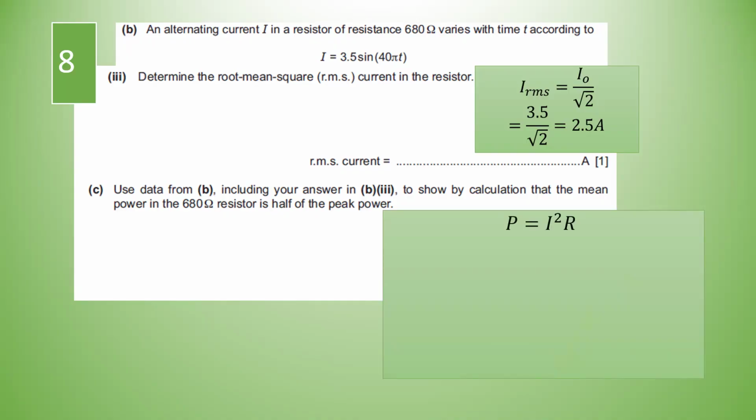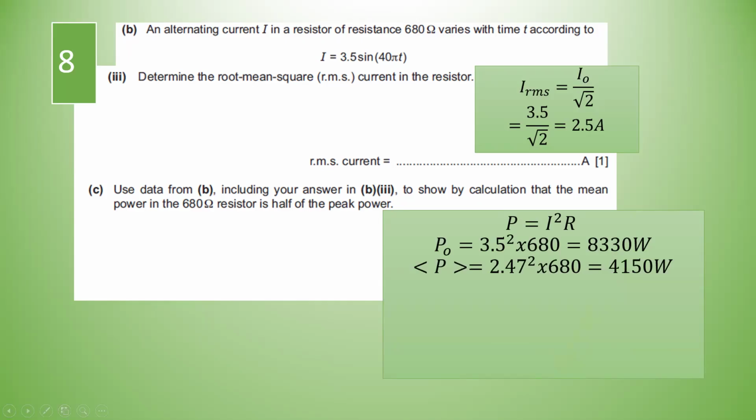I squared R, P equals I squared R. Peak power, right? 3.5 is the peak current, 680 ohm resistor. Mean power is obtained from here, right? 2.47 squared times resistance. Roughly about half. If you write out the two significant figures, you get half.